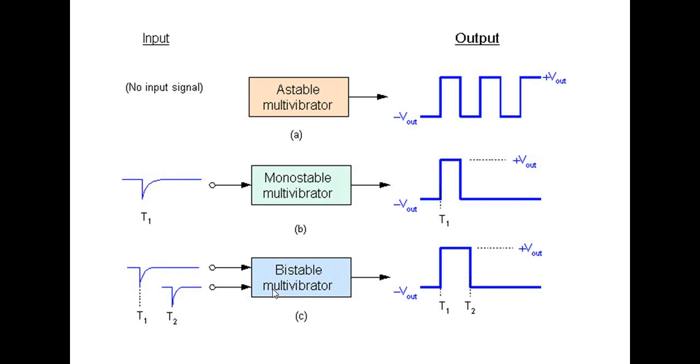Similarly, for bistable multivibrator, we are going to have two stable states. First one is high, second one is low. In order to change from high to low, we are supposed to give triggering inputs, at the two triggering inputs rather, at the input of the bistable multivibrator.